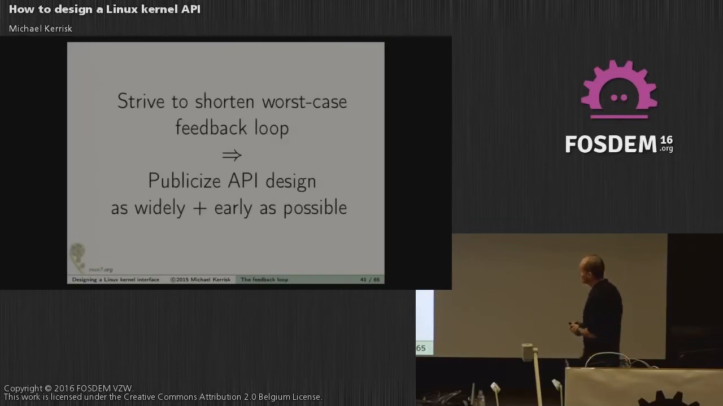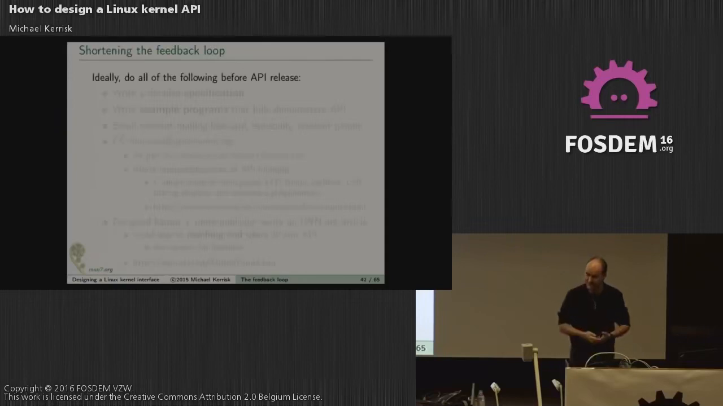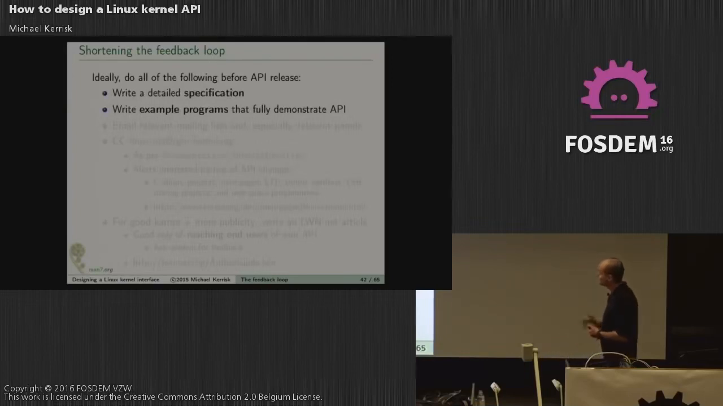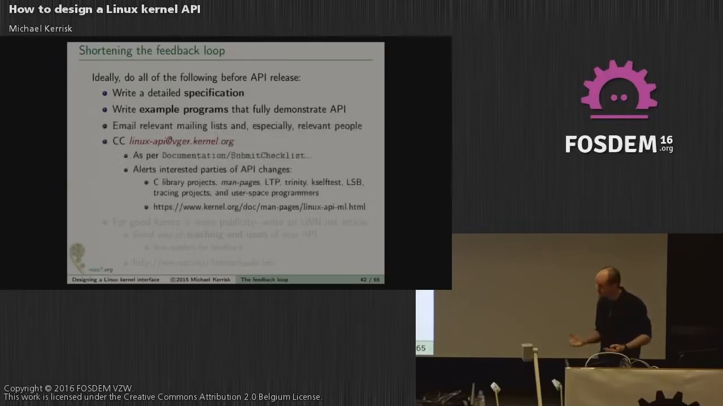And then, how do you do that? Well, you want to publicize things as widely and early as possible. These are some of the things I think that kernel developers need to do. Things have got a little bit better in this dimension, but there's still a lot of work to do yet. So you want a detailed specification somewhere. Perhaps it's a man page, perhaps it's some other documentation somewhere. Some programs that actually demonstrate how the API works. This lets reviewers actually see how the API is supposed to work, try and run those test programs, expand them, and so on. You want to email as many lists and especially as many relevant people as you possibly can.